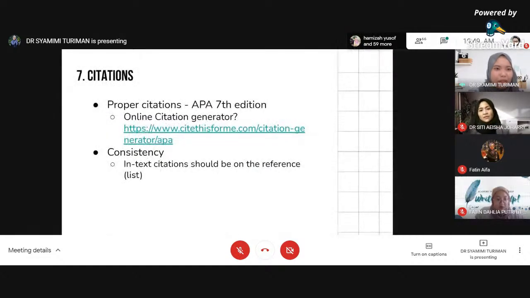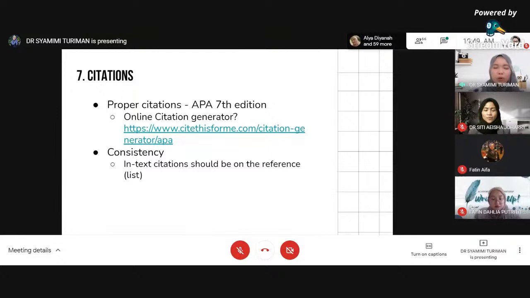And the last one, a good FYP. This is something that was mentioned by Dr. Aisha, but I don't think it's wrong for me to reiterate it here. I can't emphasize further how important it is for a good FYP to have proper citations. Currently we are following the APA 7th edition. Another alternative site other than what was suggested by Dr. Aisha just now would be this one. It's up to you.